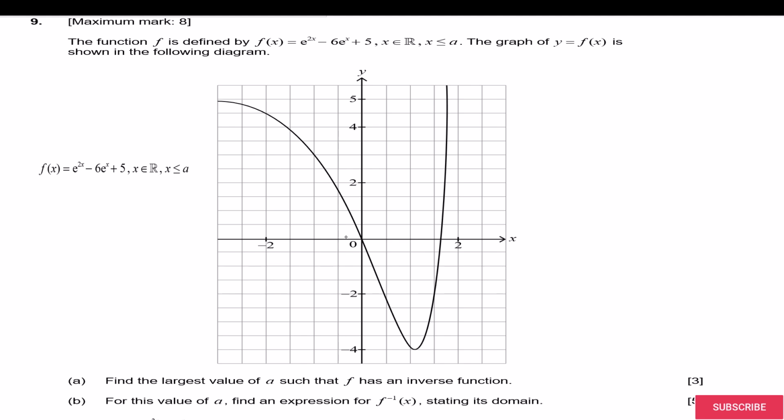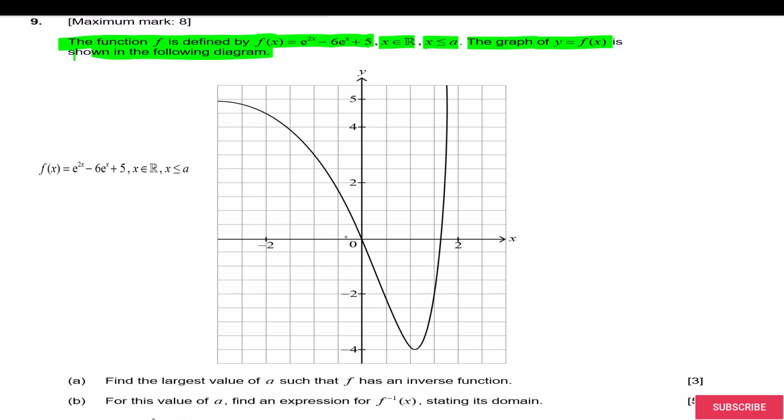So here's the next question, question number 9. I stretched the figure so that we can see the whole question as well as the diagram on the same page. The function f is defined by f(x) equals e to the power 2x minus 6 e to the power x plus 5, where x belongs to the real numbers, x is less than or equal to a. The graph of y equals f(x) is shown in the following diagram.